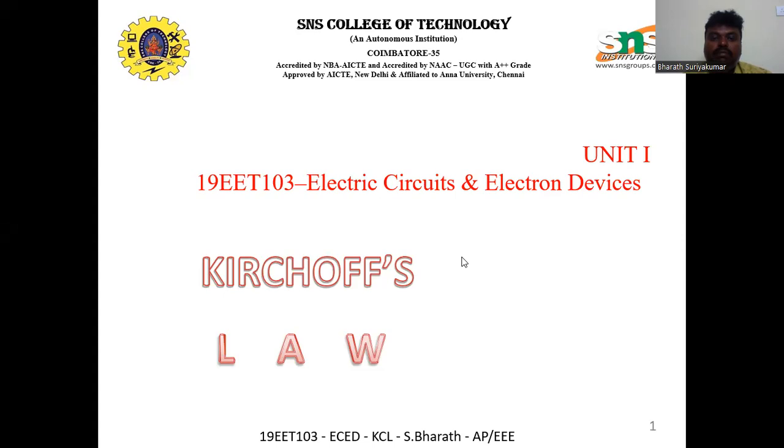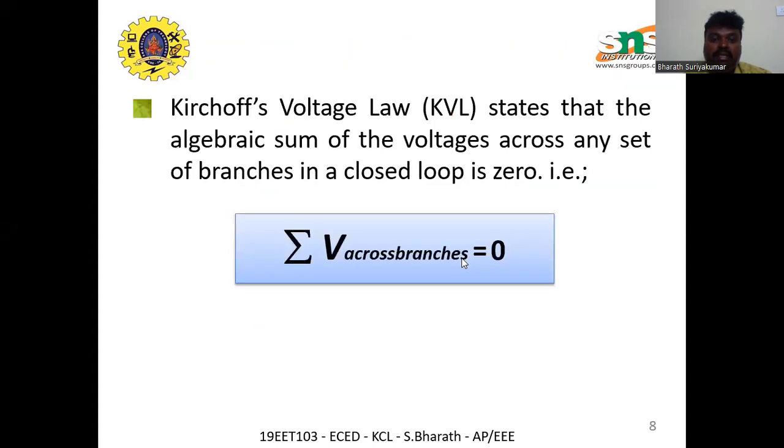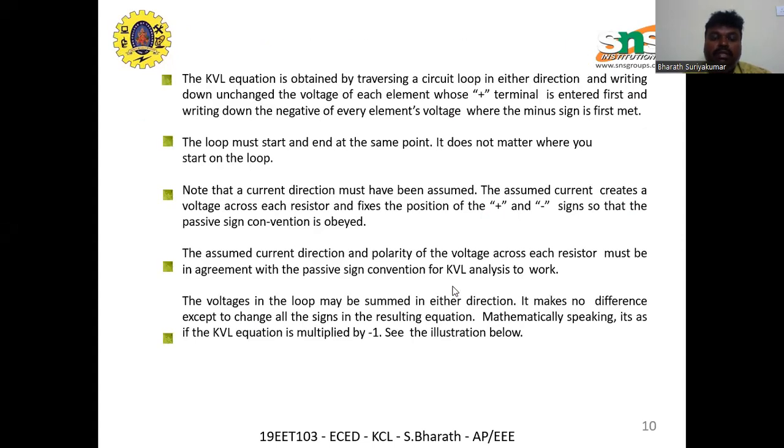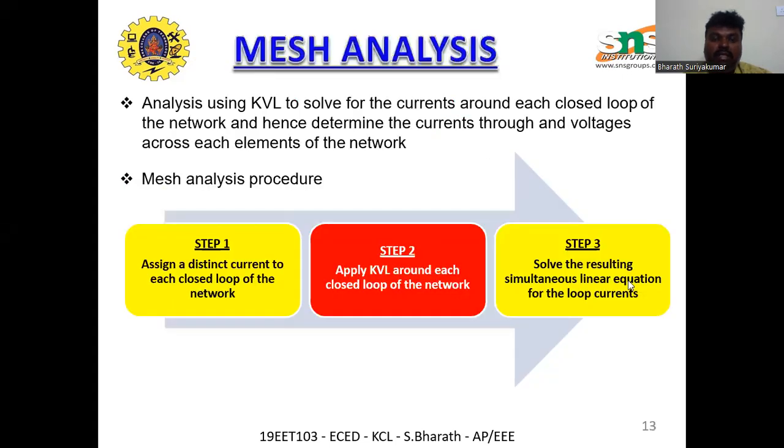So we are going to see what mesh analysis is. Based on the Kirchhoff's voltage law discussed earlier, mesh analysis is nothing but analysis using KVL to solve for the current around each closed path in the network, and hence to determine the current through and the voltage across any part of the network. The mesh analysis procedure is a three-step process.